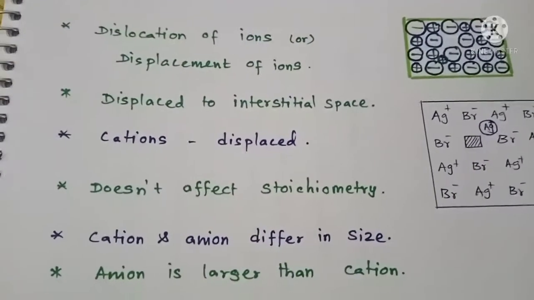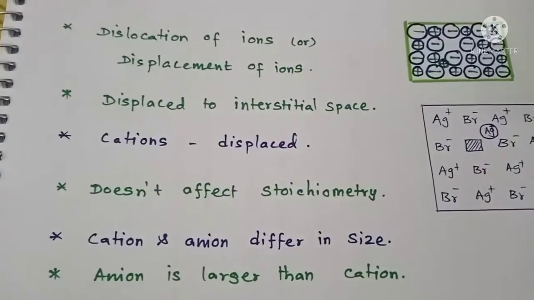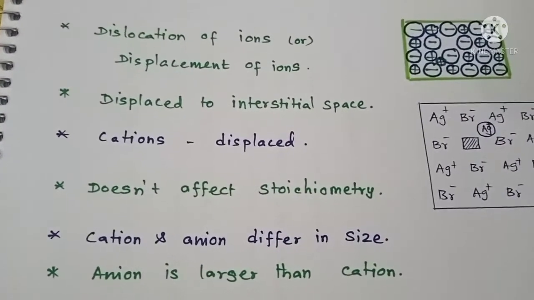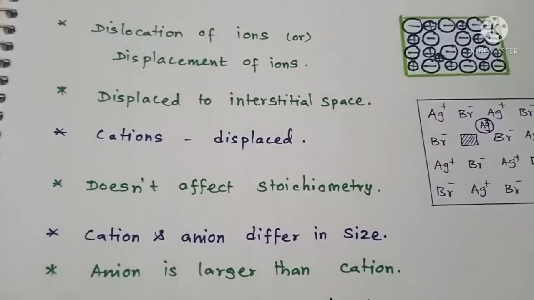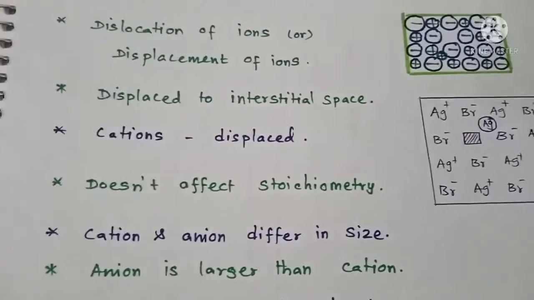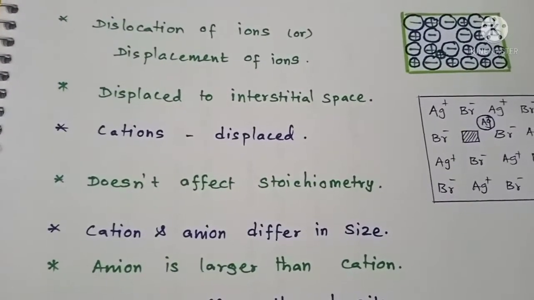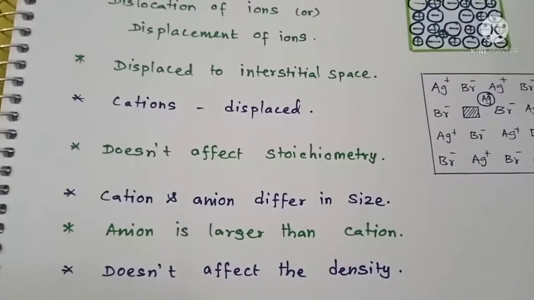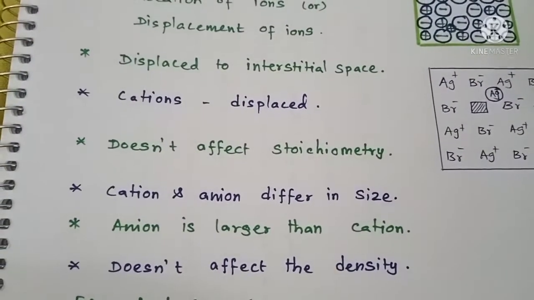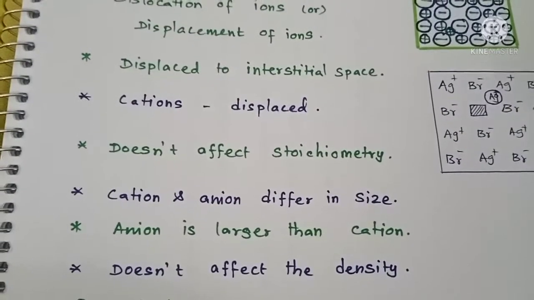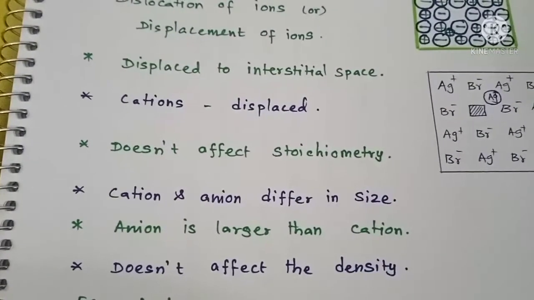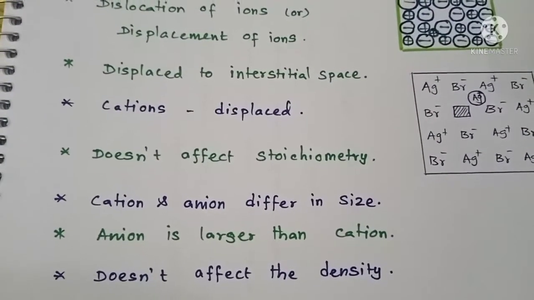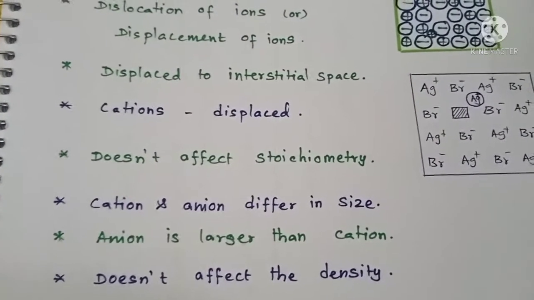Then what kind of crystal is this defect generally observed in? Crystals where the cation and anion differ much in size. Generally, crystals where the anion is larger than the cation possess this kind of Frenkel defect. And unlike the previous one, Schottky defect, this defect does not affect the density of the crystal, because nothing is missing, no empty spaces are created inside the crystal.